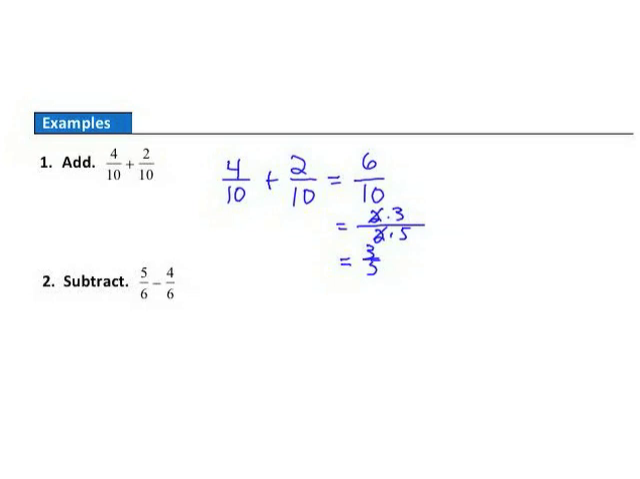Example 2. We're going to subtract 4/6 from 5/6. If I start with 5 of these 6 and I take 4 of these 6 away, I'm going to be left with 1/6. 1/6 cannot be simplified, so that's our final answer.